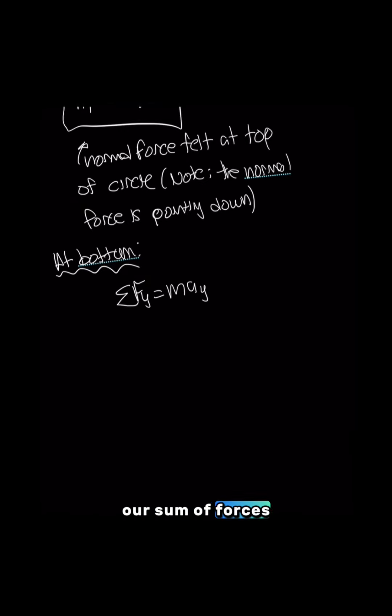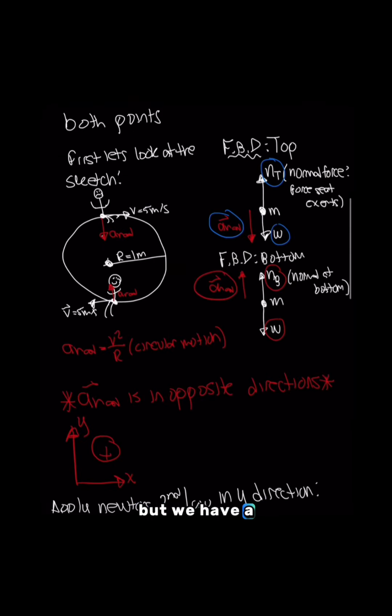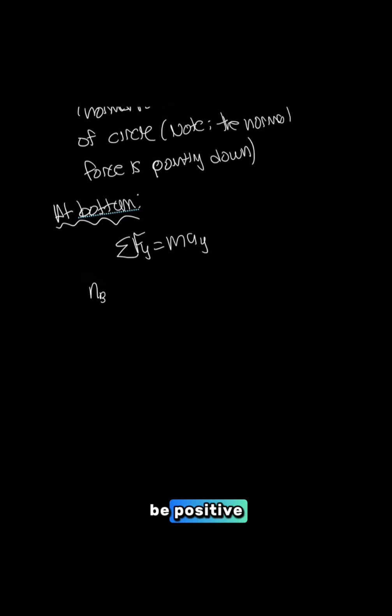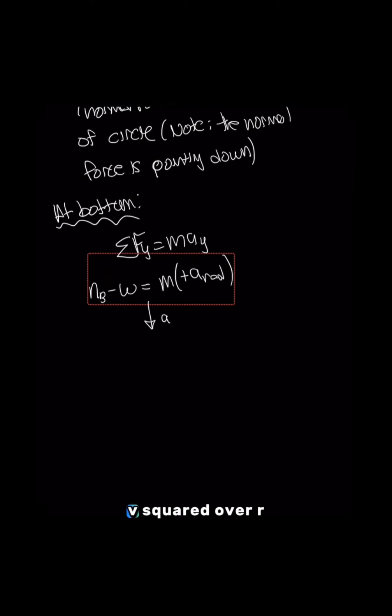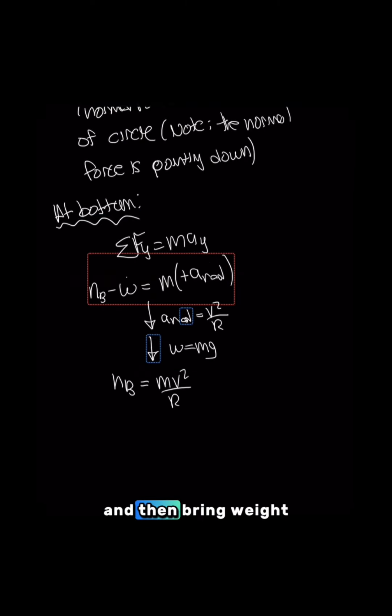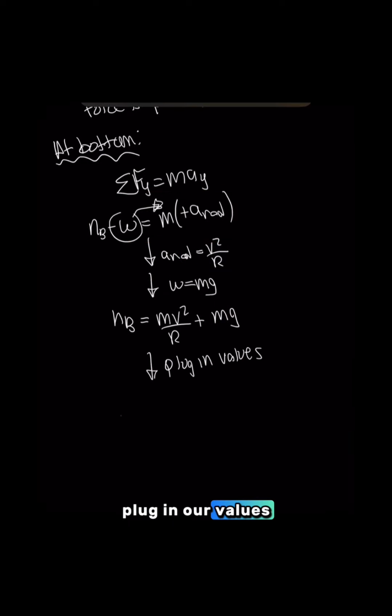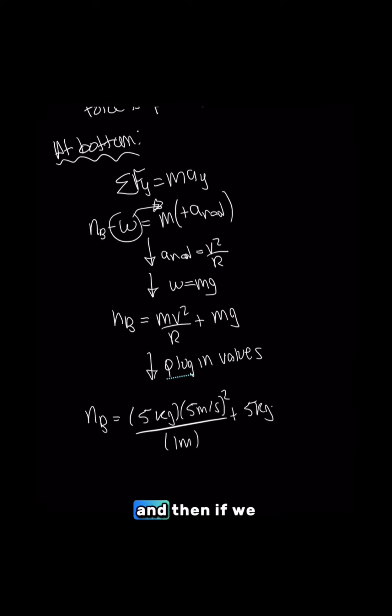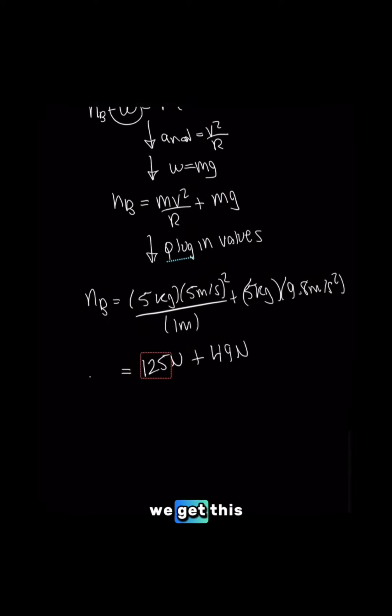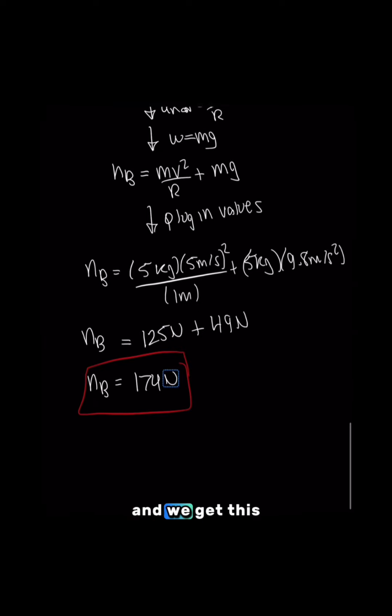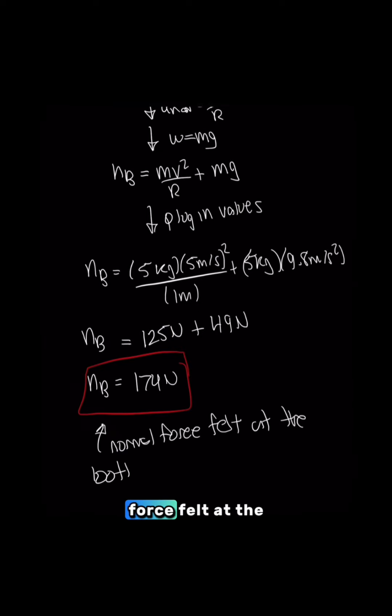So if we look at our sum of forces at the bottom, we still have the normal and the weight, but we have a_rad pointing up. So a_rad is going to be positive. So we can plug in a_rad equal to v squared over r and weight equal to mg, and then bring weight to the other side. Plug in our values given by the question, just like before. And then if we evaluate the amplitude and the units, we get this, and then just add them together, and we get this for the final answer. So this is going to be the normal force felt at the bottom.